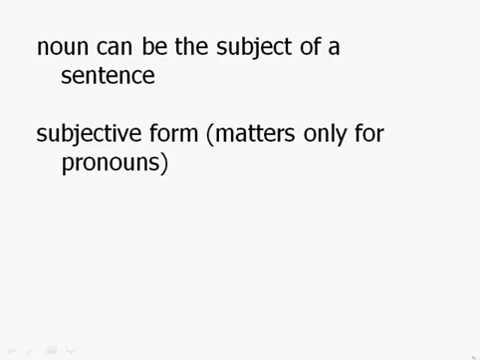Now, in other languages, this is really a big deal. Whether a noun is the subject or an object, there's an actual different ending on the word or a different form for the word. This is not at all the case in English. It only matters for pronouns. So pronouns, if they're subjects of the sentence, are in what's called subjective form: I, he, she, they, we. These are the forms that the pronoun would take to be the subject of a sentence.